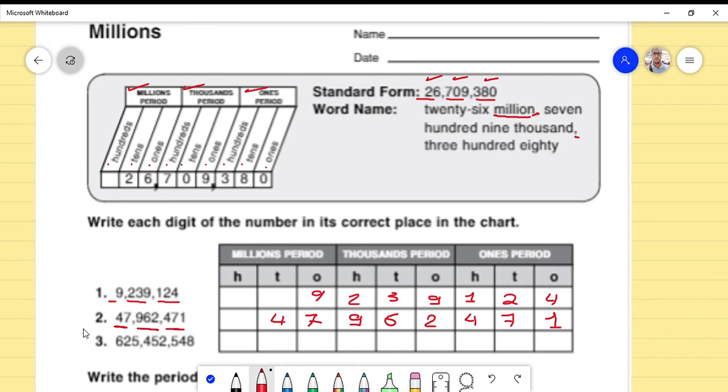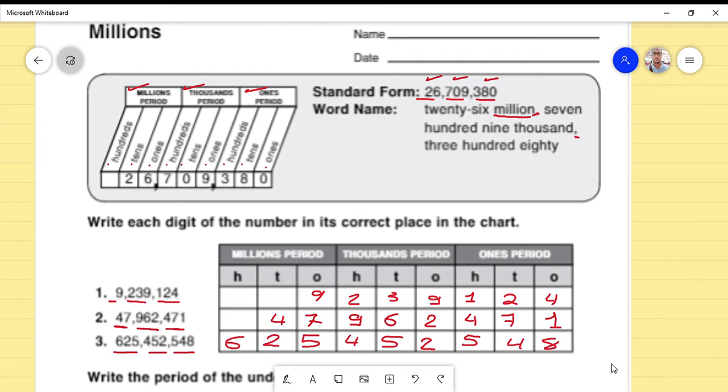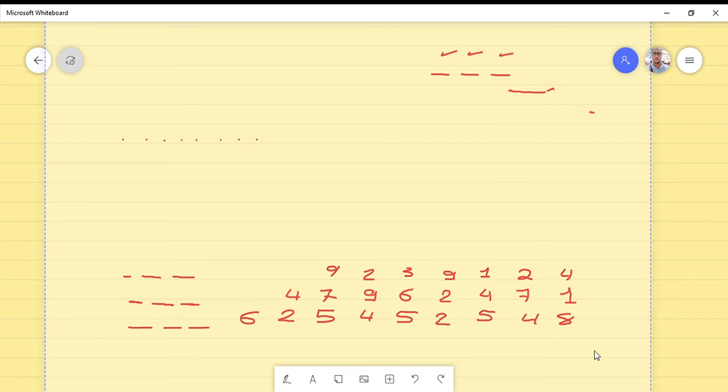So number 3, 625,452,548. Look here, 6 in the 100 million, 2 means 2 tens of million, and 5 in the million. Then 452,000: 4 in the 100,000, 5 in the 10,000, which means 50,000, and 2 in the thousand means 2,000. Look at the ones period here: 5 in the hundreds, 4 in the tens, and 8 in the ones. Okay, so let's move to the second.